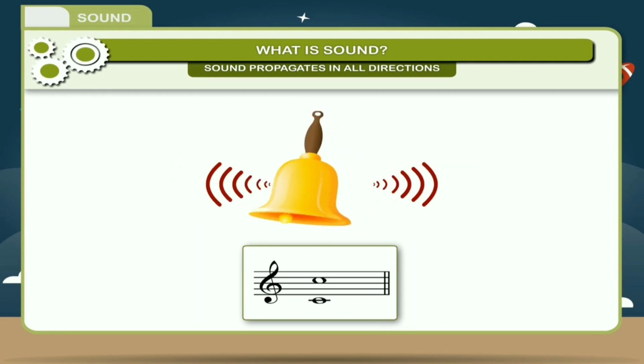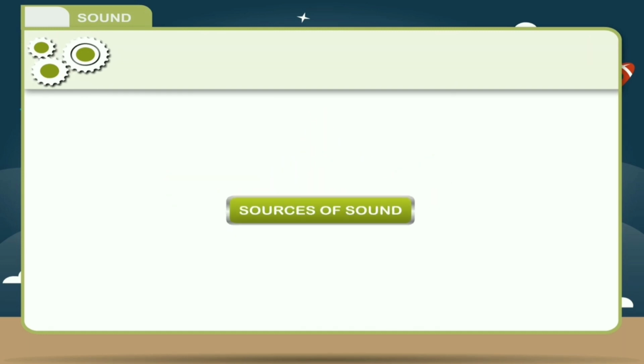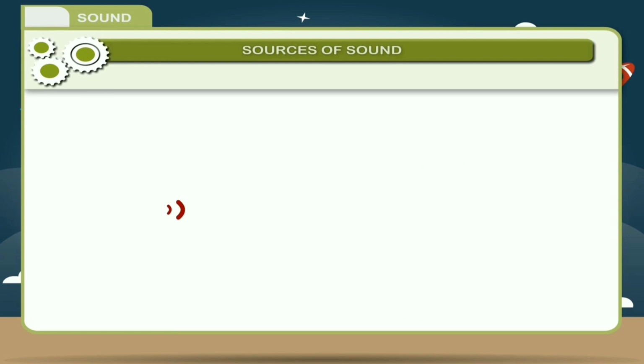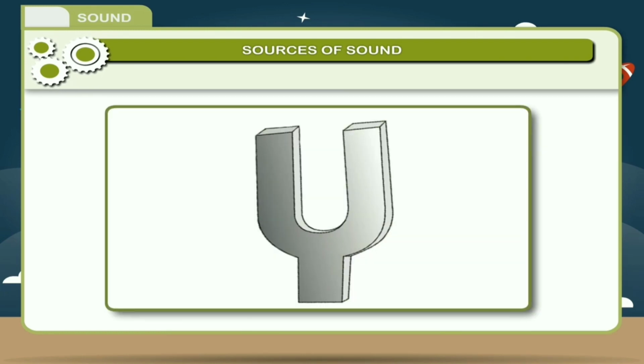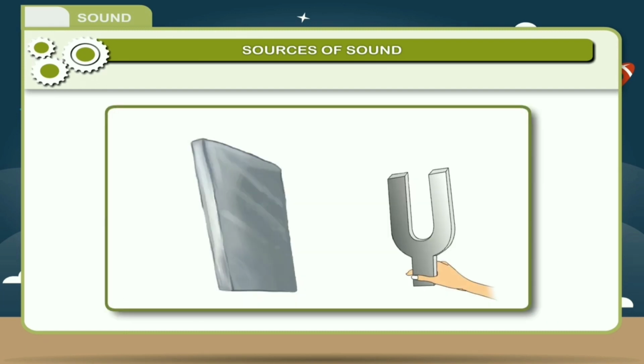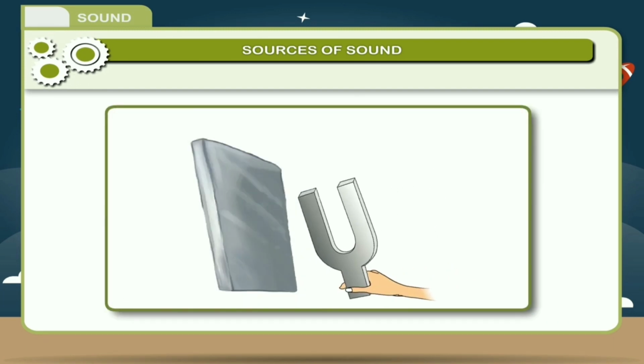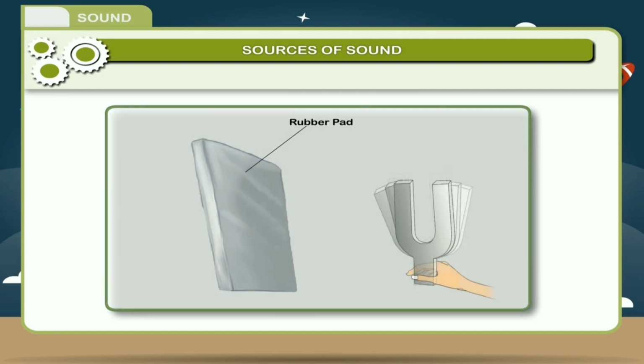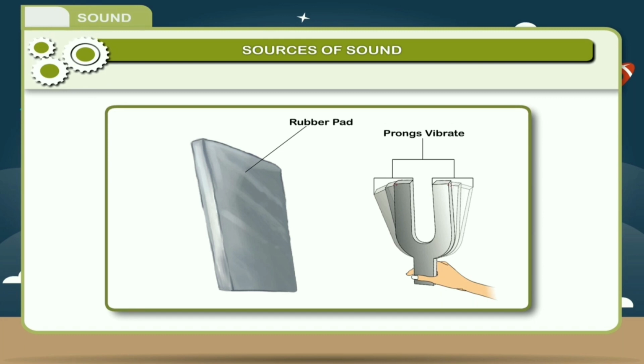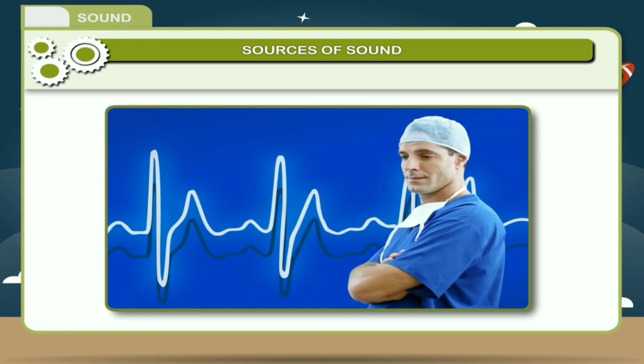Let's see the sources of sound now. First, the tuning fork. It is a U-shaped metallic instrument having a stem in between the two prongs. The stem is taken in the hand and the prongs are hit on a rubber pad. The prongs vibrate and produce a frequency. The frequencies are written on the stem. It is used by doctors and in practical laboratories.